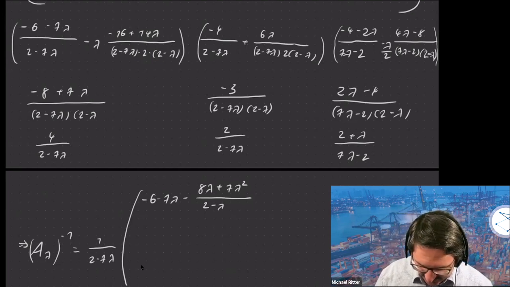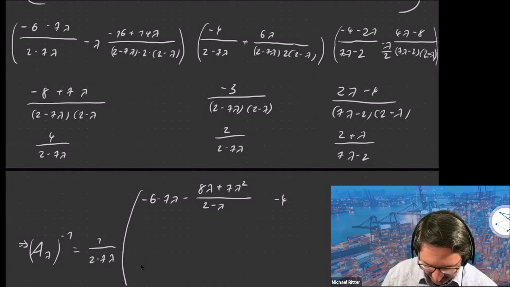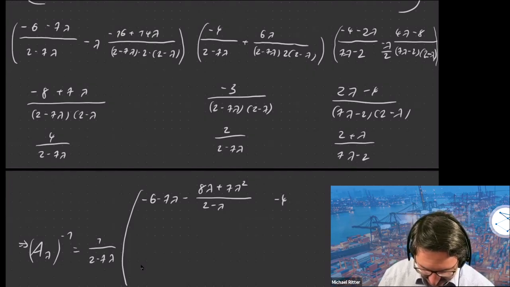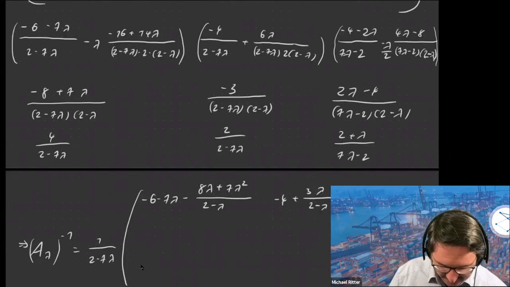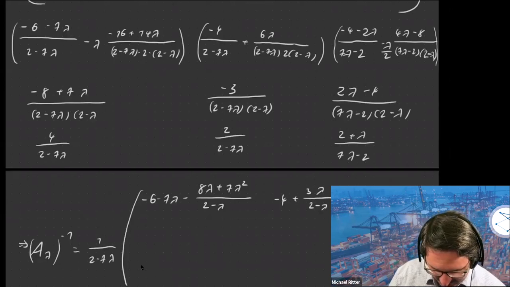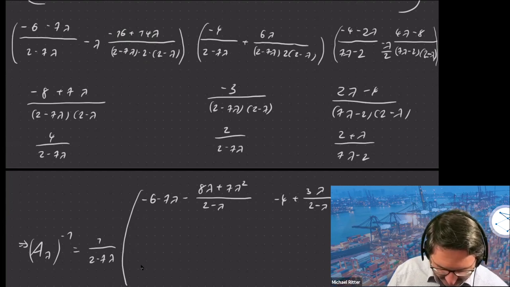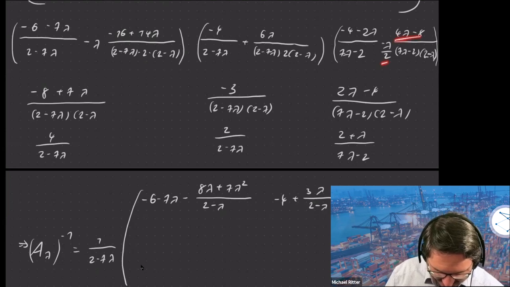A lot more convenient. So here is minus 2, and we cancel out the factor of 2 here as well, so that means we get plus 3 lambda over 2 minus lambda. And for the last column, we get minus 4 minus 2 lambda, minus 2 lambda. We can again cancel out this factor of 2 here.